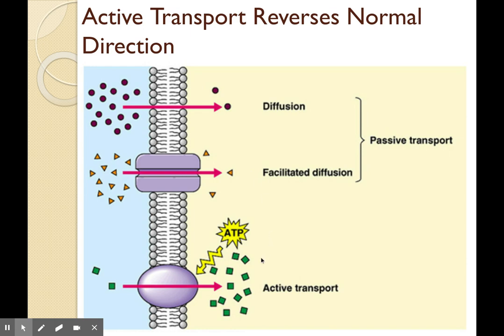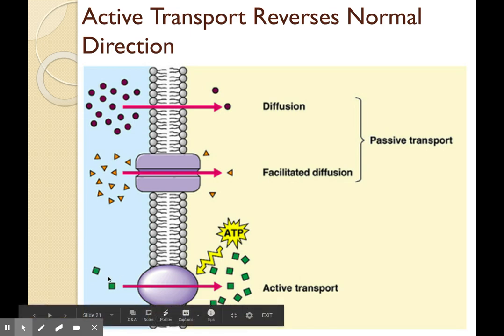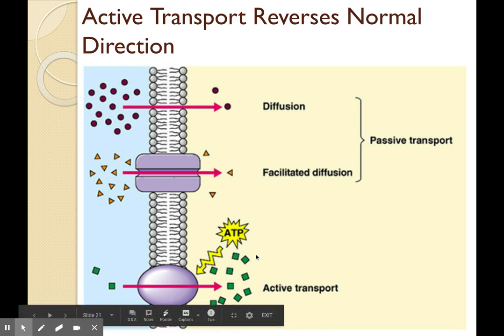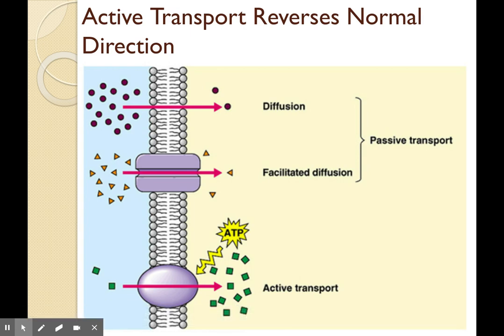On the bottom side, we notice that there are only two of these green squares, and on the right side, there are a lot of green squares, but the cell wants all the green squares. It doesn't want to balance. It wants them all. It's greedy. So it is going to require energy to do that. So here we have our ATP symbol indicating that energy is being used to move the green squares from an area of low concentration to an area of high concentration. That is active transport.